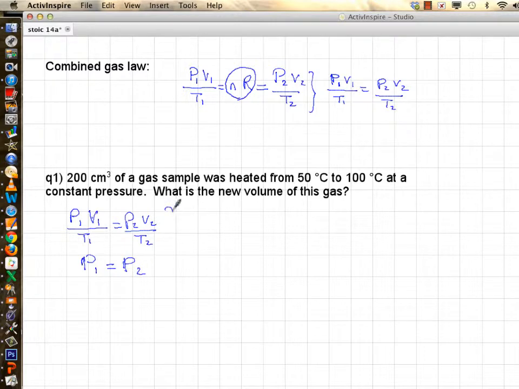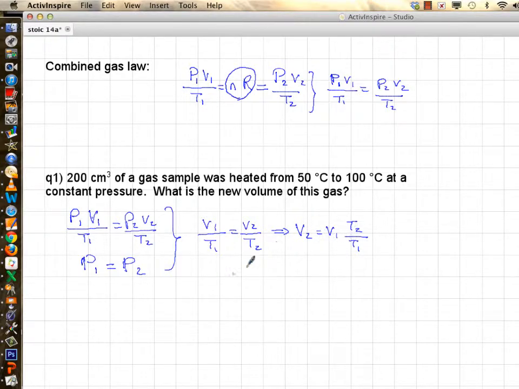So what happens when you plug it in? The pressures go away, so volume 1 over temperature 1 is equal to volume 2 over temperature 2. I'm solving for V2, so when you play with variables, V2 is nothing but V1 multiplied by T2 over T1. And it makes sense. If temperature goes up, the volume supposedly has to go up.